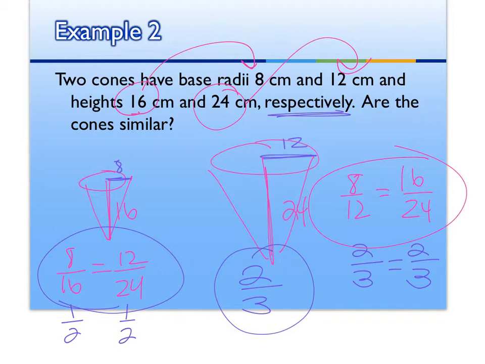And again, with scale factor, it usually gives you an order, like what's the scale factor of the smaller to the larger, and that way you know you have to separate it out.